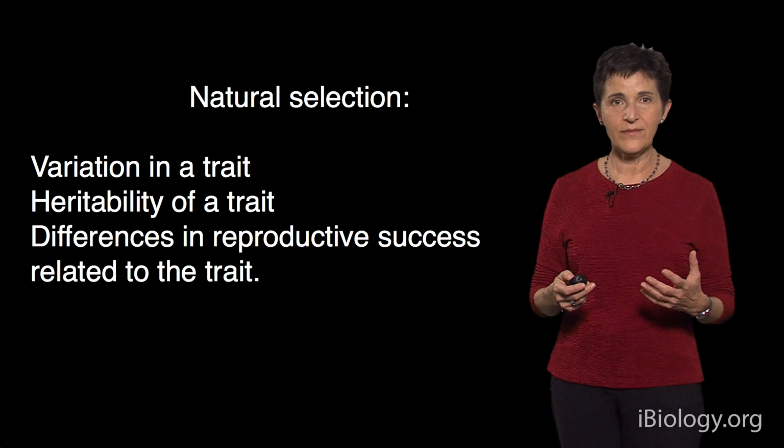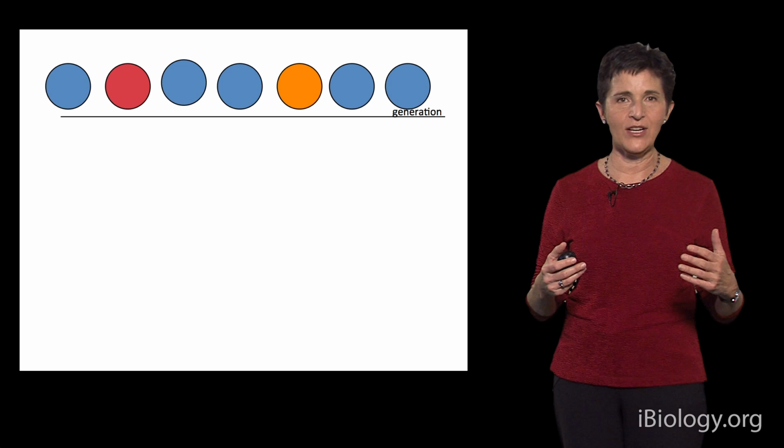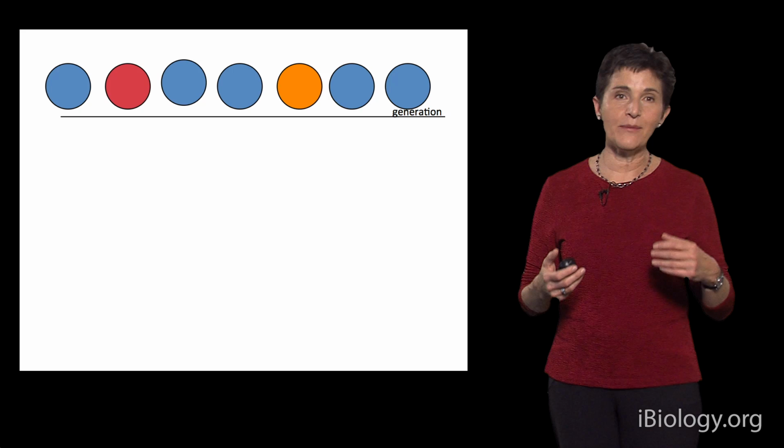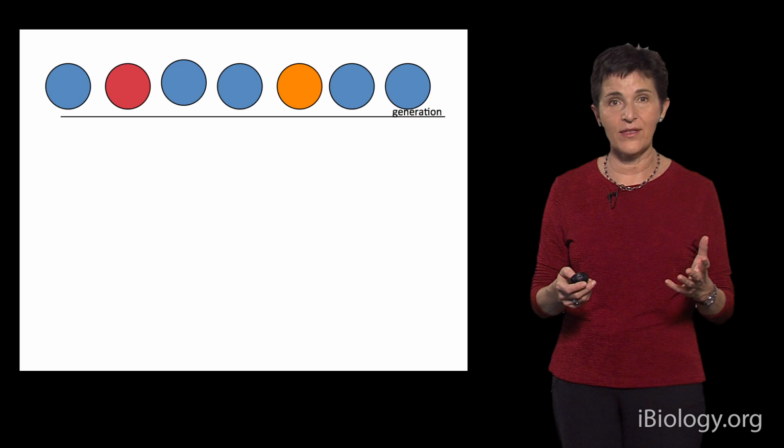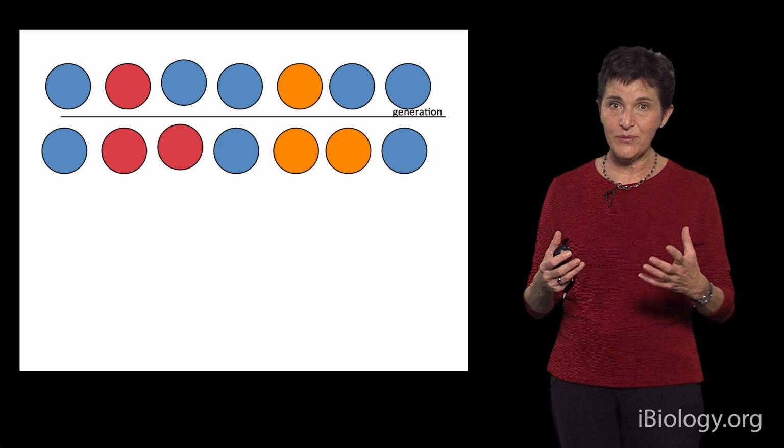So here's a diagram to illustrate that. Let's imagine that we have lots of individuals in a population, and each row in this diagram is going to be a different generation. And the different colors represent the trait. So the trait here is color. And some of them are blue, some are red, some are orange. That's the variation in the trait. So there's variation to start out with. And then that trait is heritable. So blue circles make more blue circles. Red circles make more red circles. Orange circles make more orange circles. The offspring resemble their parents, so it's heritable.